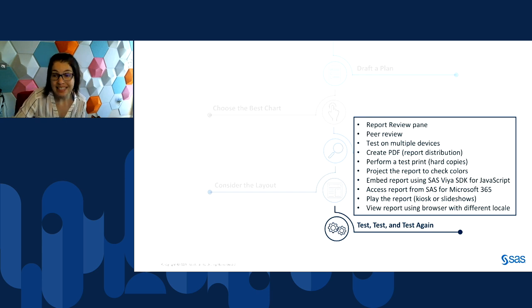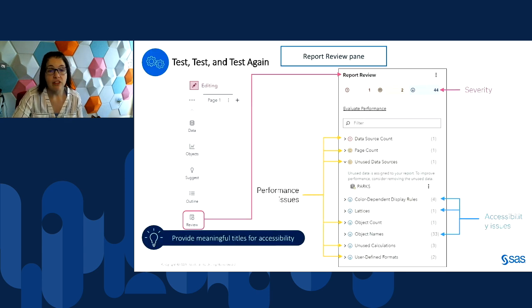The final step is testing, testing, and testing again. And there are many different ways that we can test our report. The first is using the report review pane. This is in the right pane or the left pane of Visual Analytics. And what it does is it looks at your report and evaluates it for both performance and accessibility. Then it classifies each of your issues as low, medium, or high priority. So you can see the severity and then create a better report based on their recommendations.